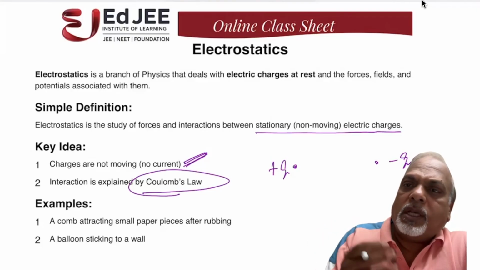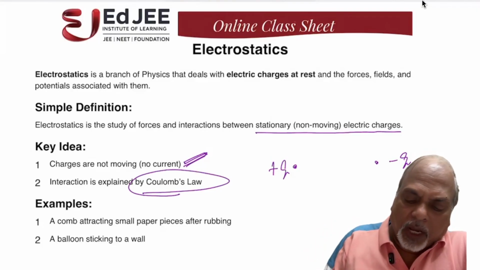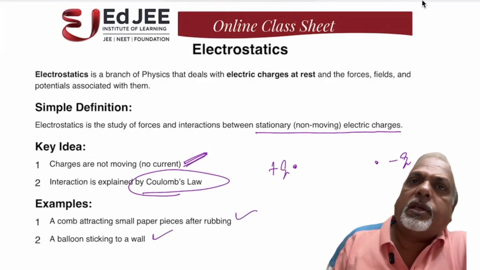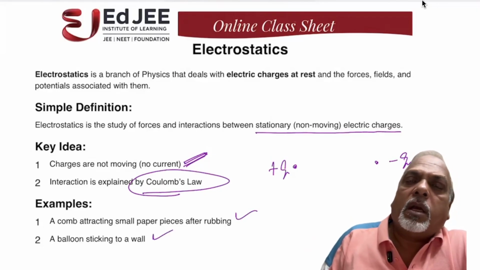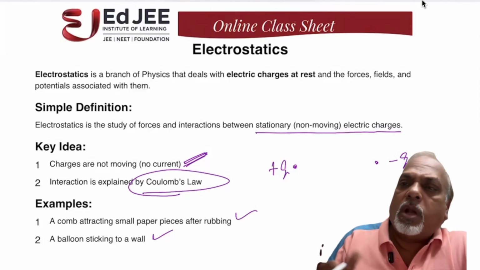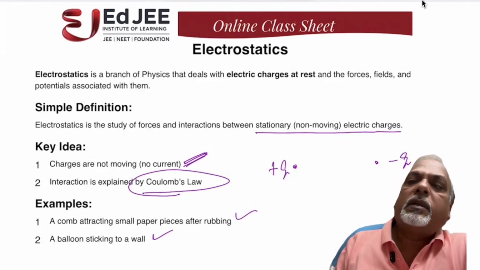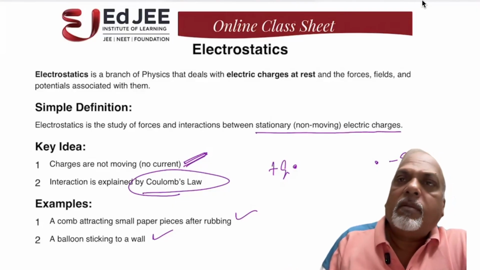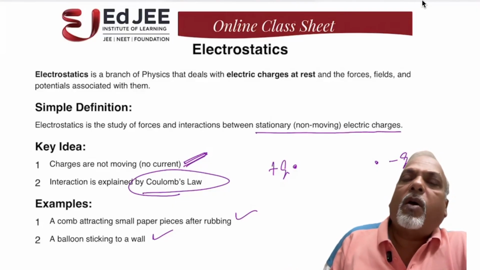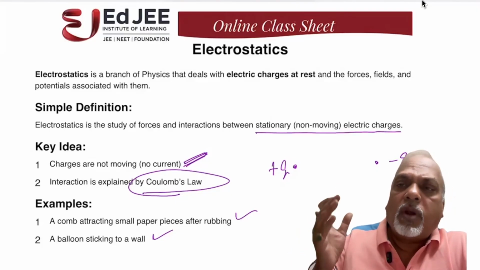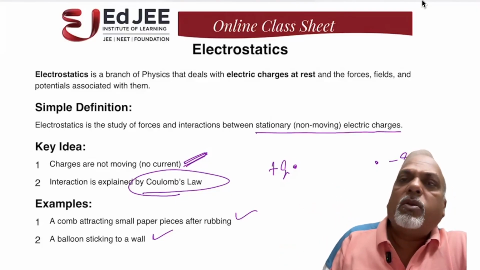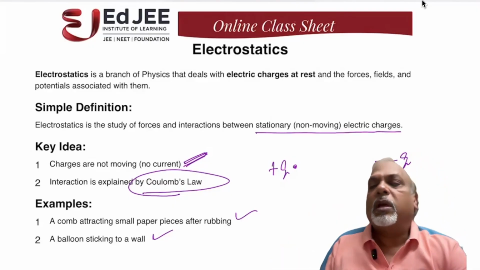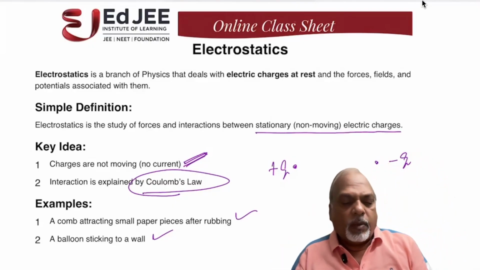The examples you must have seen in your earlier classes: whenever you rub your comb with your hair, what will happen? It will attract bits of paper. How is this happening? Because of transfer of charges, that we will see. You must have seen that if you rub a balloon on your hair, you can stick it to the wall. So this is due to the interaction of charges only.